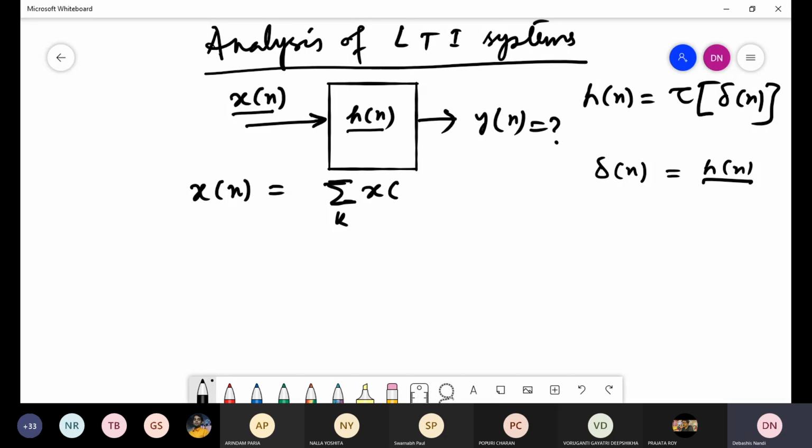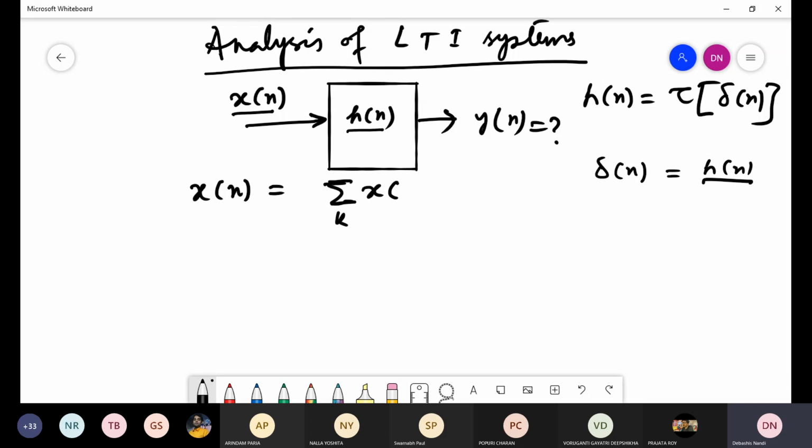Different parameters or different circuit components are used inside the system, and h n is dependent on those and on the interconnection of the system. What is the type of interconnection, or what are the system parameters? Based on that, this h n will be decided. So h n is supplied to you.